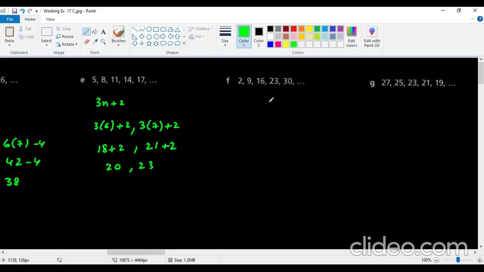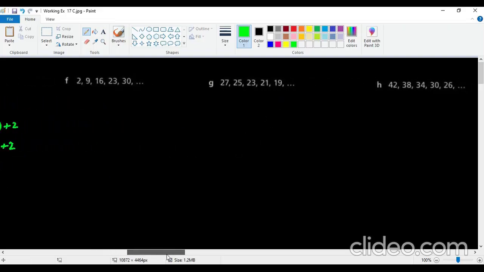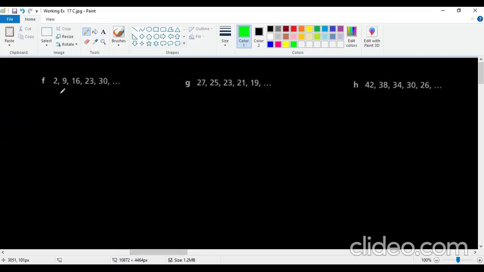The next sequence is 2, 9, 16, 23, and 30. The difference between them is 7. As you can see, 9 plus 7 is 16, 16 plus 7 is 23, and 23 plus 7 is 30. So 7 is the first thing that you write: 7n.